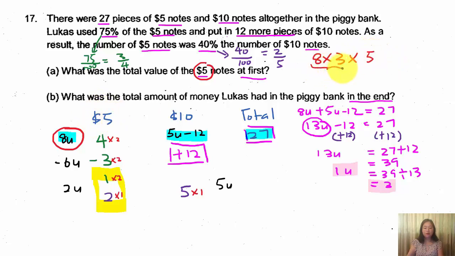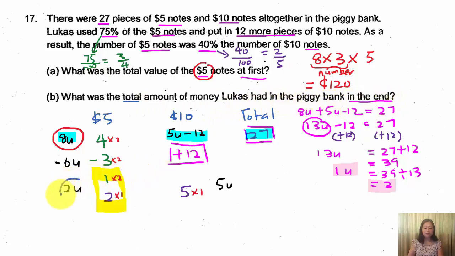8 multiplied by 3 is actually counting the number of notes. And when you multiply by 5, we are asking for the value. So the value of the $5 notes at first is actually equal to 120. Now let's look at part B. What was the total amount of money Lucas had in the piggy bank in the end?